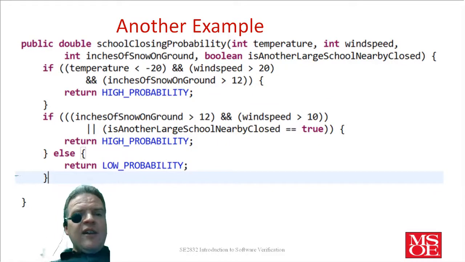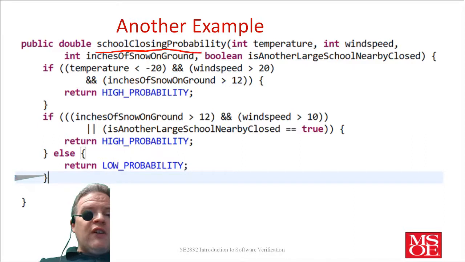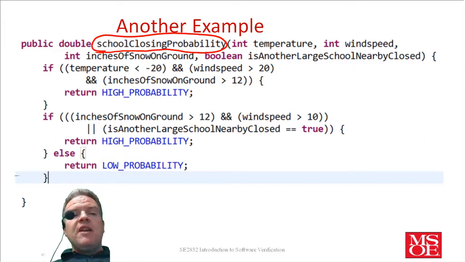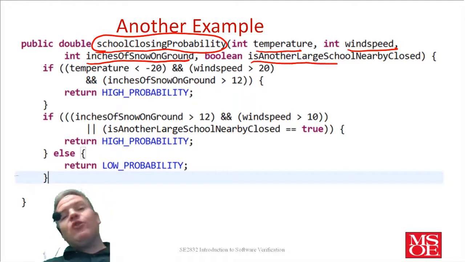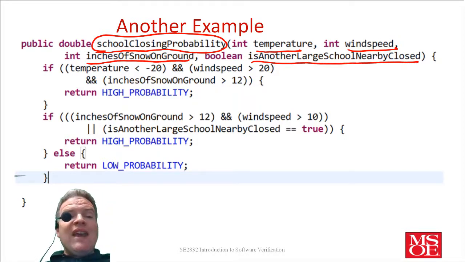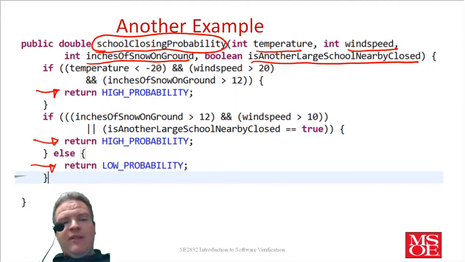So here I'd like to take a look at another real-world example. That is the probability of school closing. Now, this is dependent upon the temperature, the wind speed, the inches of snow on the ground, and whether another large school nearby closed. So we find that there is a high probability or a low probability. We have 2 different sets of conditions that give us high probability. Otherwise, we're essentially at low probability.